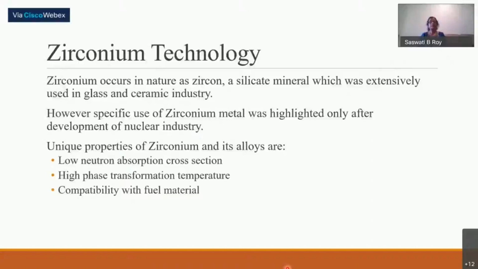And compatibility with fuel material, coolant, and associated moderator, all these materials. So considering all this, zirconium's specific requirement is that it is a low neutron absorption material. So zirconium has been selected as a tube metal material for all PHWR reactors.